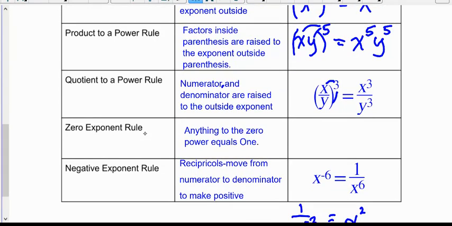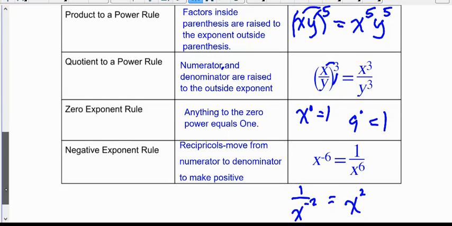The zero exponent rule just says anything to the 0 power is going to equal 1. So x to the 0 would equal 1. 9 to the 0 is going to equal 1.